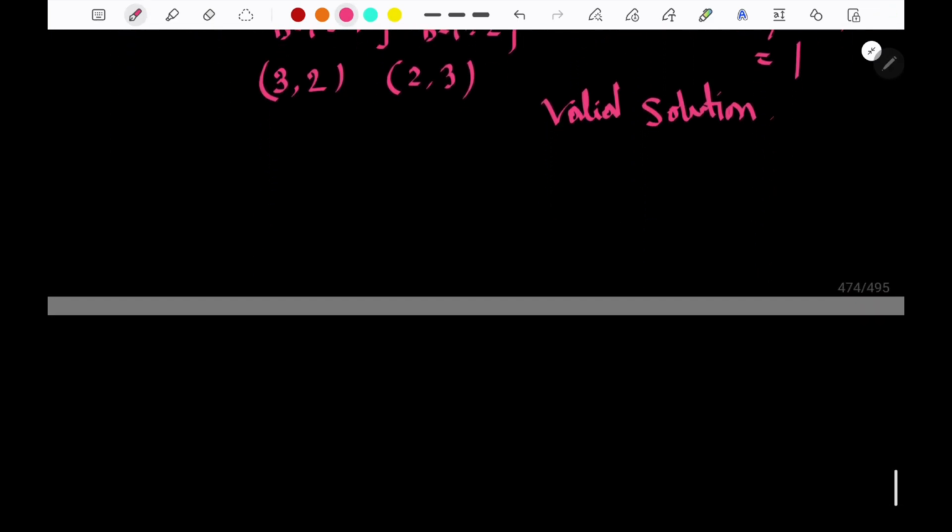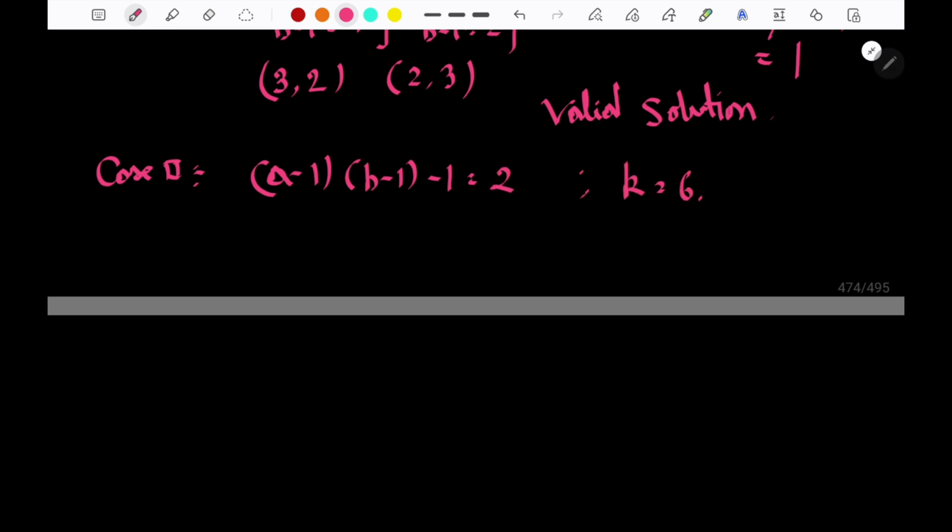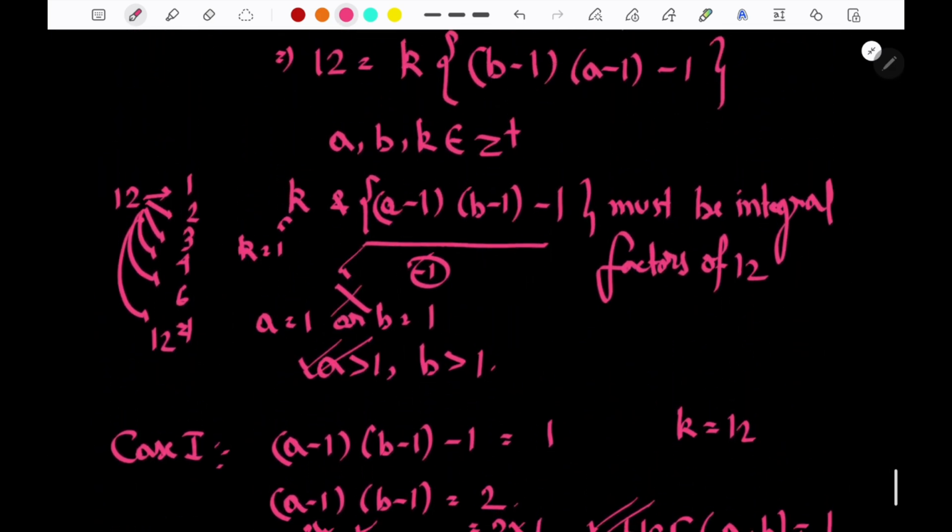Next, case 2. So, in case 2, what can be considered? (a minus 1) into (b minus 1) minus 1 can be taken as 2. So, here k will be equal to what? 6. Therefore, 6 into 2 will be equal to 12.